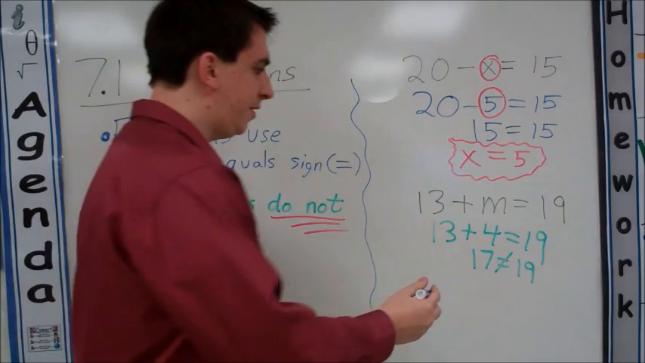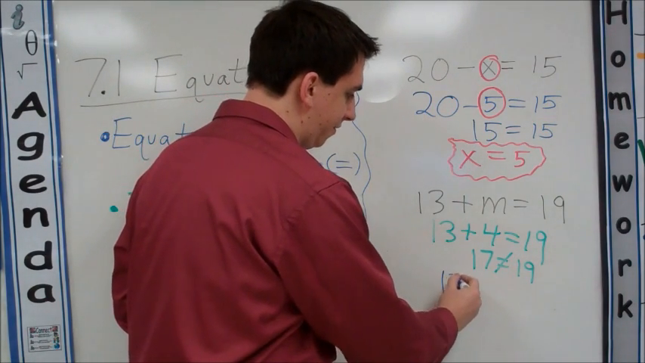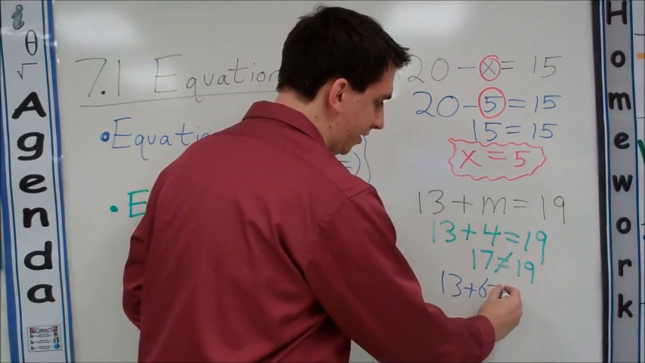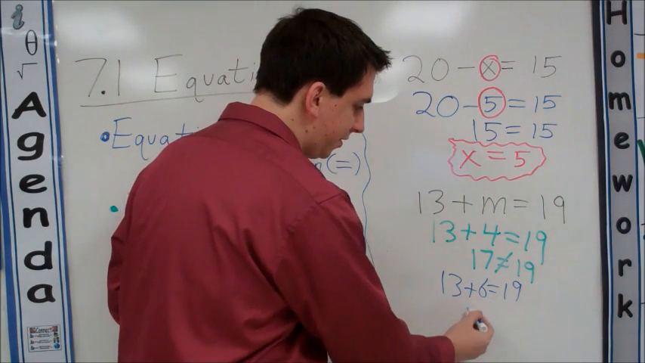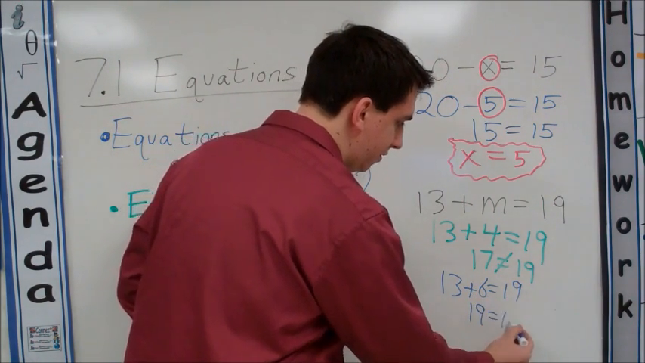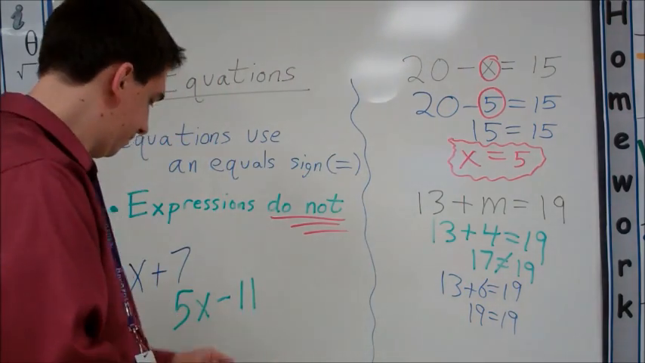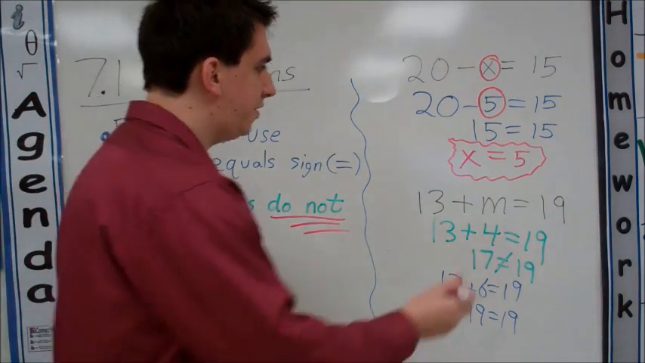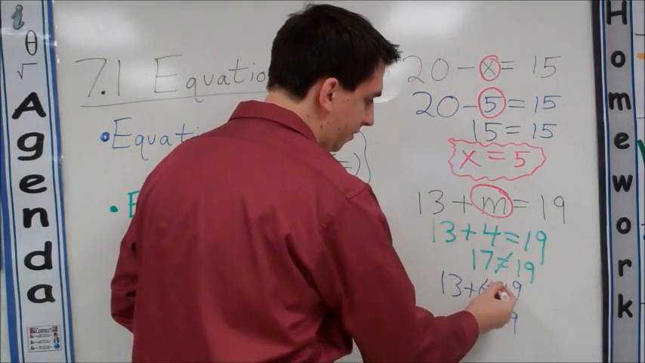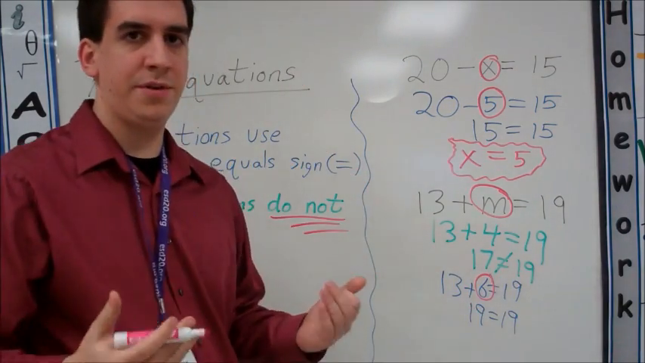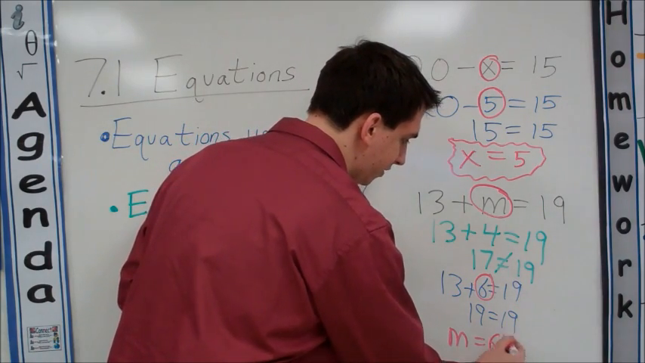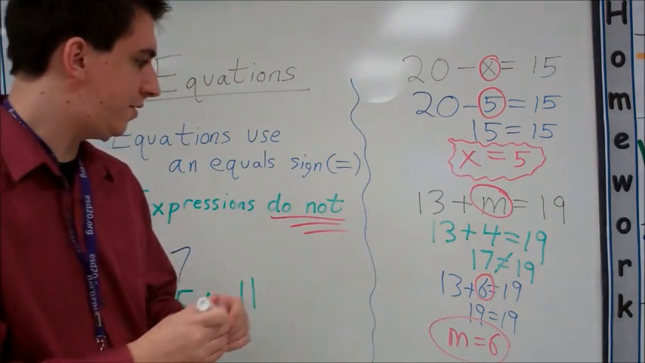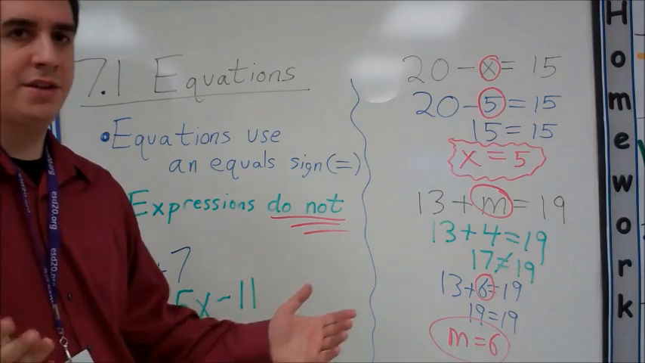Let's try a number that's a little bit higher then, since that wasn't high enough. Let's try 13 plus 6. We'll simplify the left side of the equation. 13 plus 6 is 19. Does 19 equal 19? Sure does. So now we have m equals what we plugged in, what we substituted, which is 6. And m equals 6. We're going to make sure to circle, highlight, box in, however we like to do that with our final answer.